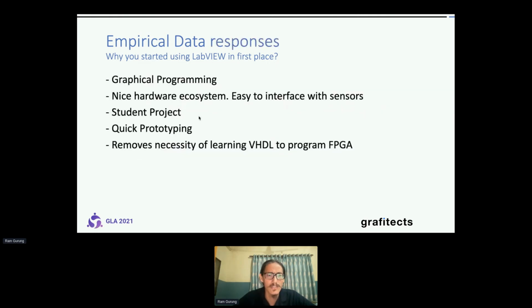So these are a few responses. Like I said, that was the quantitative analysis, and this is the qualitative analysis. These are a few responses I received. This is the beauty of the open-ended questionnaire. Graphical programming, nice hardware ecosystem, great. Quick prototyping and removes the necessity of learning Visual. Most of them are my favorite, and also why I started using LabVIEW in the first place.